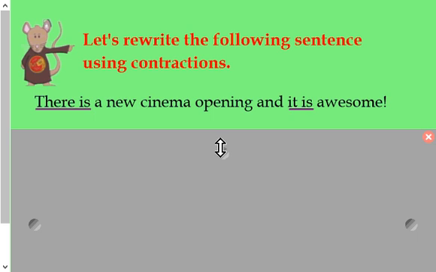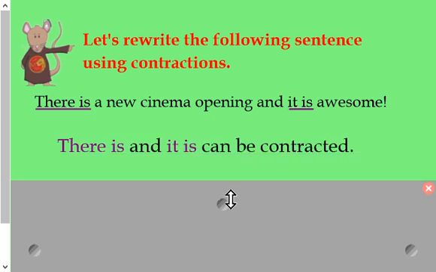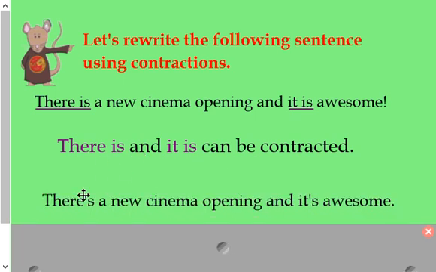Okay, hopefully you managed that nice and easily. And there you go with the contracted. You can see that there is and it is are the two pairs of words that could be contracted. And if we were going to rewrite the sentence, it would be there's a new cinema opening and it's awesome. Okay, hopefully that's the sentence that you've got.